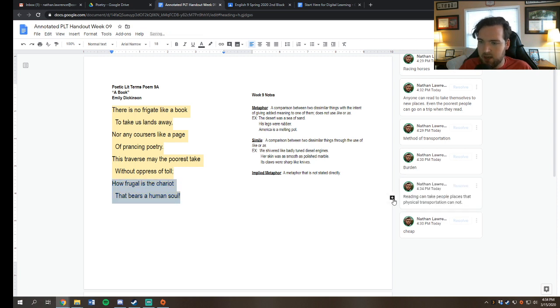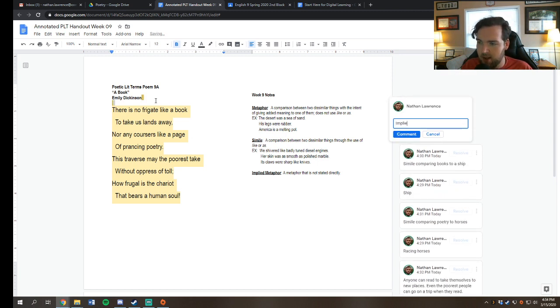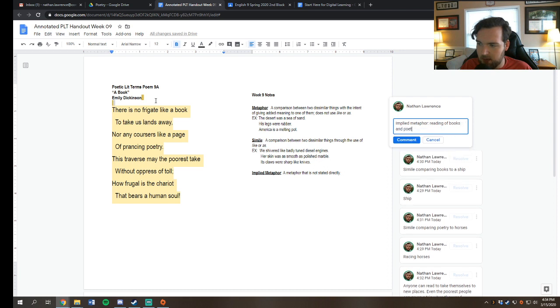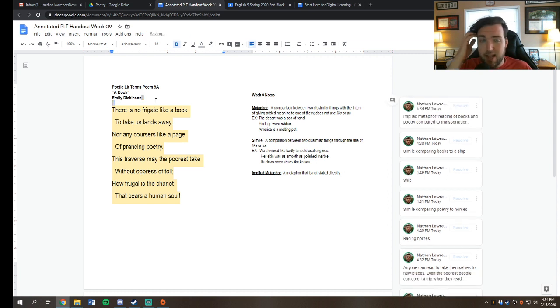Okay, so you can see in terms of our terms for the week, we have our two similes, we have some summary, and then I think the entire thing here, and I'm just going to make a note right here, I think this entire thing is an implied metaphor, right? Because what are we comparing here implicitly, even through the similes? Well, we're comparing reading of books and poetry compared to, I guess we should say, transportation, right? It's the idea being that books are this thing that can take us away, right? They can bring us to a new place.